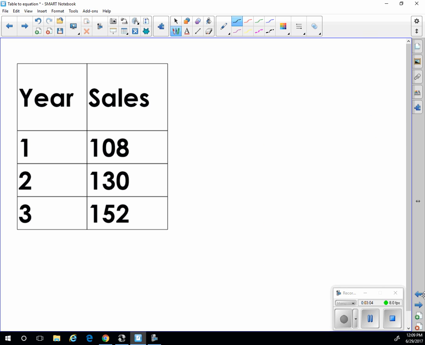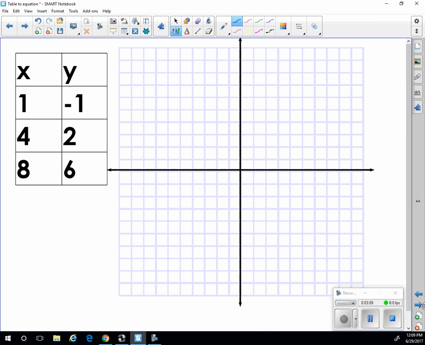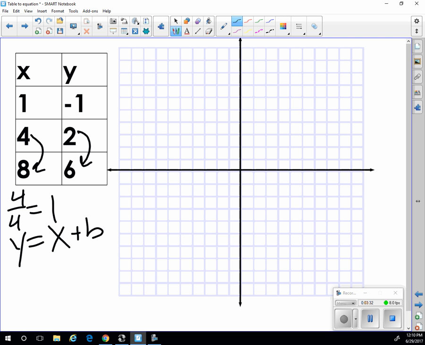Go back one. Okay, so going from 2 to 6 is an increase of 4. Going from 4 to 8 is an increase of 4. So y is changing the same amount as x. So y is changing the same amount as x plus something.